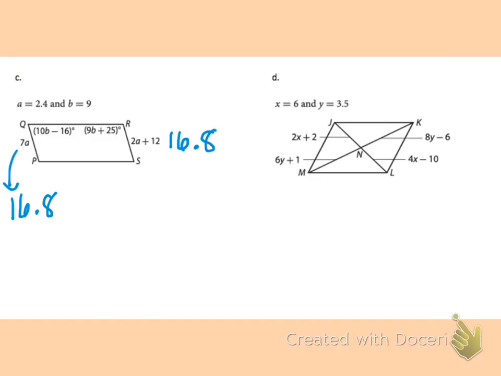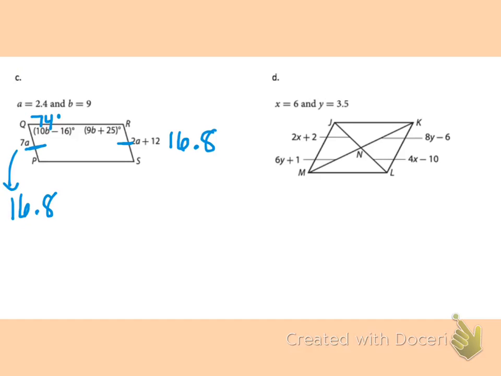So we have enough information to show that a pair of opposite sides is equal. So now they give us the value of B to be 9. So substituting it into angle Q, 9 times 10 is 90. 90 minus 16 is 74.